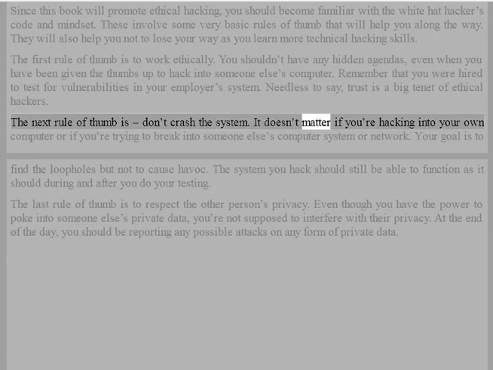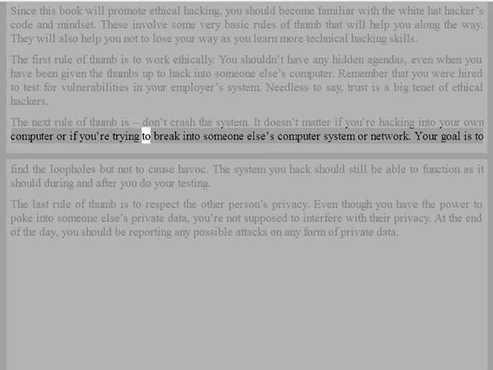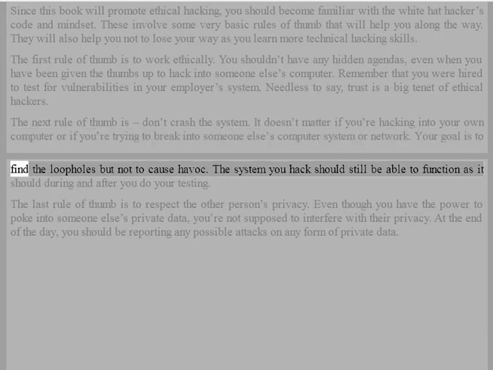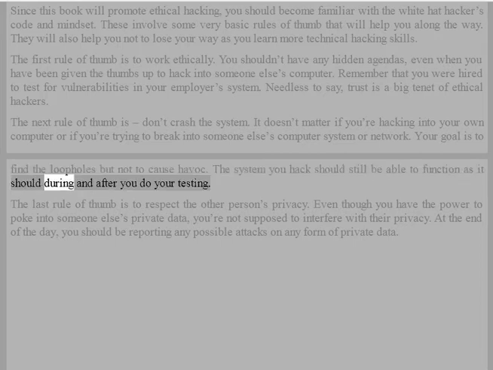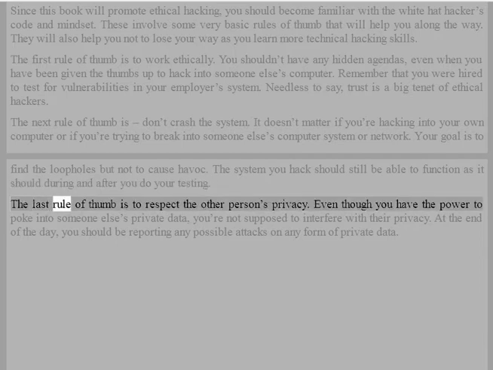It doesn't matter if you are hacking into your own computer or if you are trying to break into someone else's computer system or network. Your goal is to find the loopholes but not to cause havoc. The system you hack should still be able to function as it should during and after you do your testing. The last rule of thumb is to respect the other person's privacy.